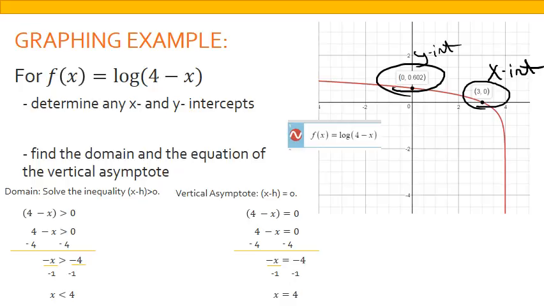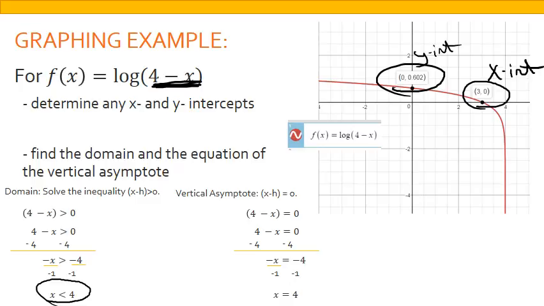All right, so then find the domain and the range of the vertical asymptote. So what you're going to do is solve the inequality for x minus h greater than 0. Okay, that's this part right here, the 4 minus x. So take that 4 minus x, set it greater than 0, and solve. So you're going to get x's are greater than 4. Okay, so that's for your domain. Your domain is all x's greater than 4.